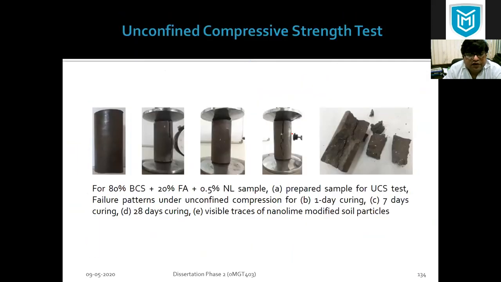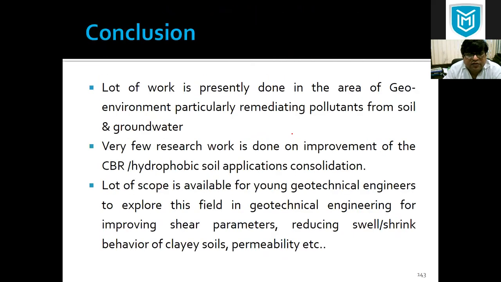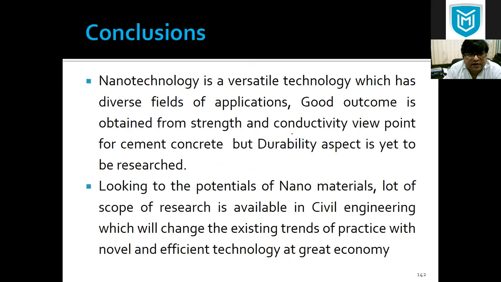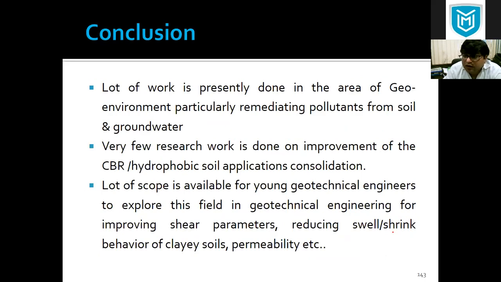So if we come to a conclusion from this entire session: nanotechnology is a very versatile technology which has diverse fields of application, and a good outcome is obtained from strength and conductivity viewpoint for cement concrete, but the durability aspect is yet to be researched. Looking at the potential of nanomaterials, a lot of scope is available for research in civil engineering. And there will be a paradigm shift in civil engineering practice with the introduction of novel nanomaterials.